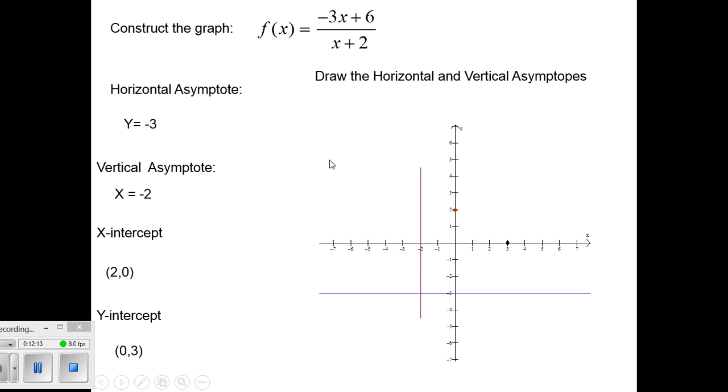Here we're sketching in our horizontal asymptote, the line y equals -3. That's sketched in. Again, that's just a guideline. That's an asymptote where our function's moving towards that. We've got the vertical asymptote at x equals -2 as shown here.